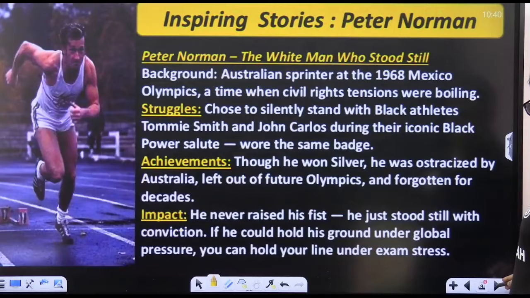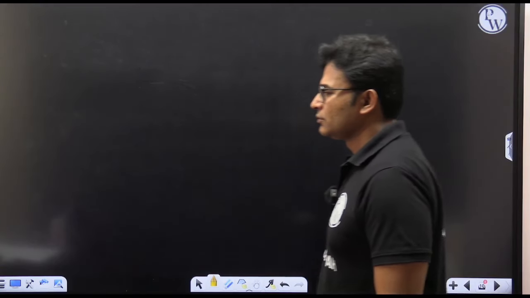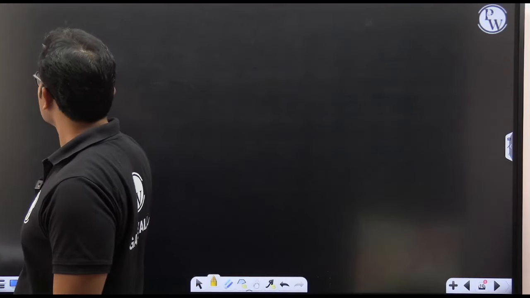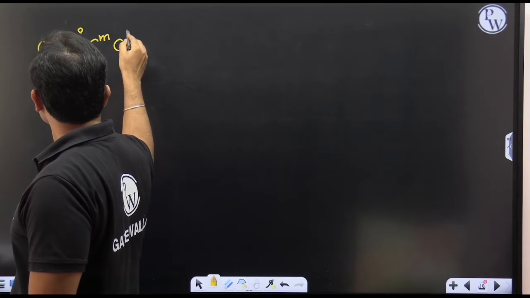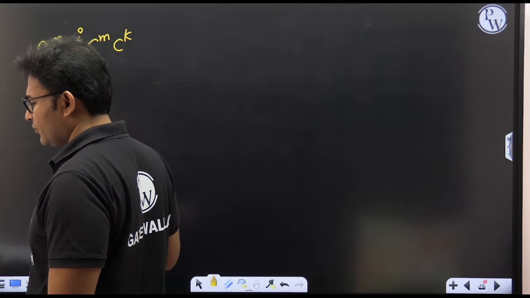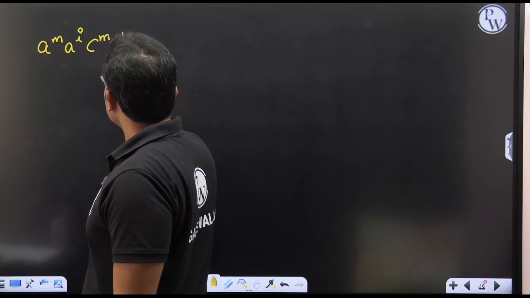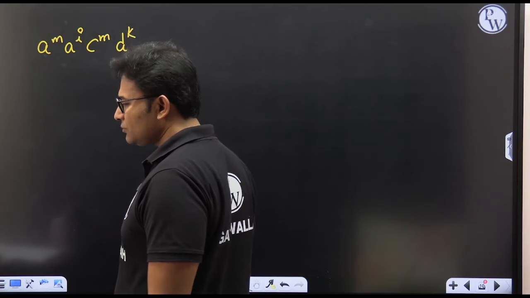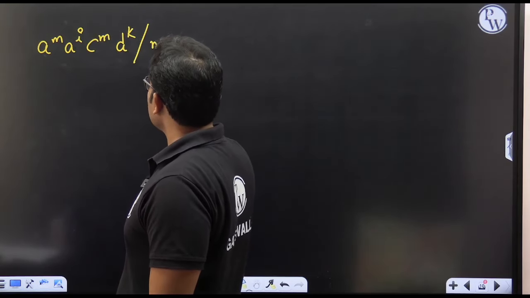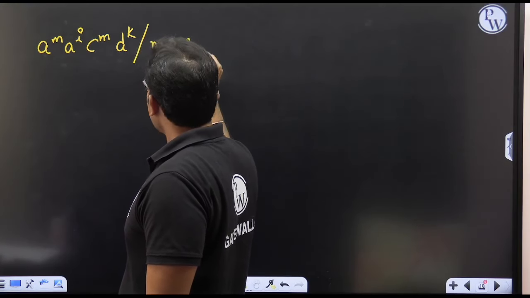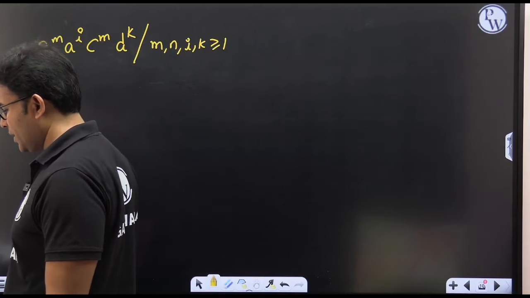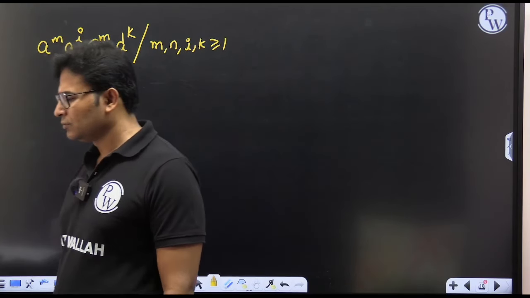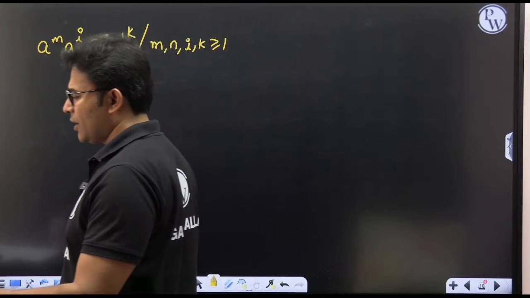So let's start context-free languages. Let us say a power m, b power n, c power m, d power k, such that m, n, i, k are greater than or equal to 1.